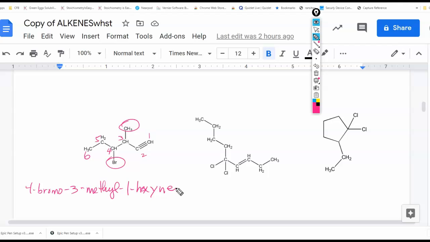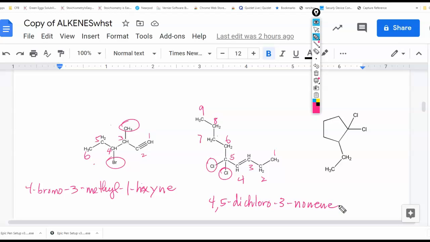Hexene there. Okay, so this next one, my double bond is closest to this end. So I have 1, 2, 3, 4, 5, 6, 7, 8, 9, and I have a chloro group here and here. So I have a 4,5-dichloro, and my double bond is going to be on the third carbon, 3, and that is a nonene, just like that.